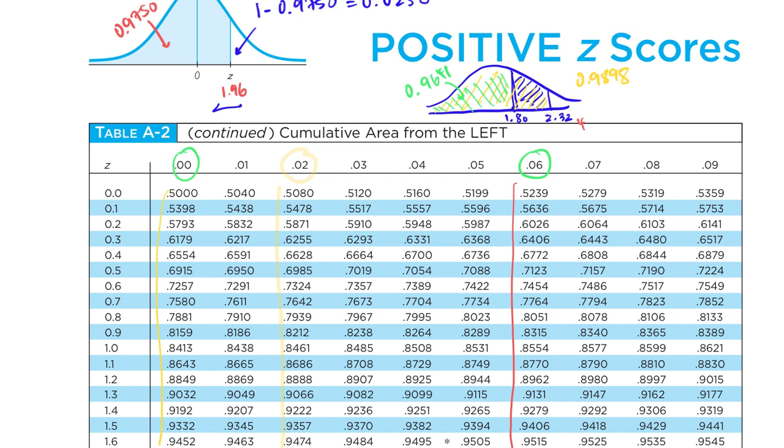And so the area in yellow is 0.9898. And again, the yellow probability or area minus the green probability will give us the probability in blue, which is the answer we're looking for, the area or the probability between 1.8 and 2.32. And if we take 0.9898 minus 0.9641, we will get 0.0257. And again, this is the probability between the z-scores 1.8 and 2.32.